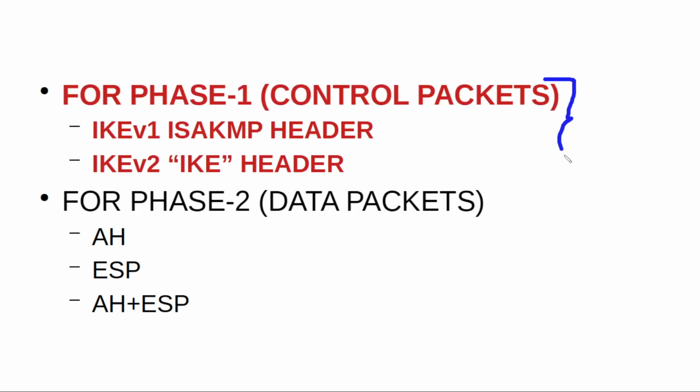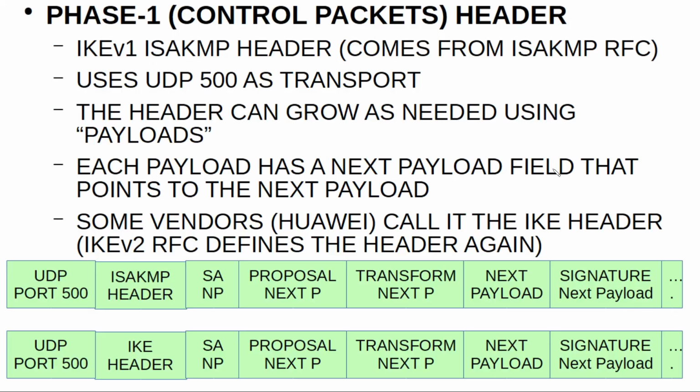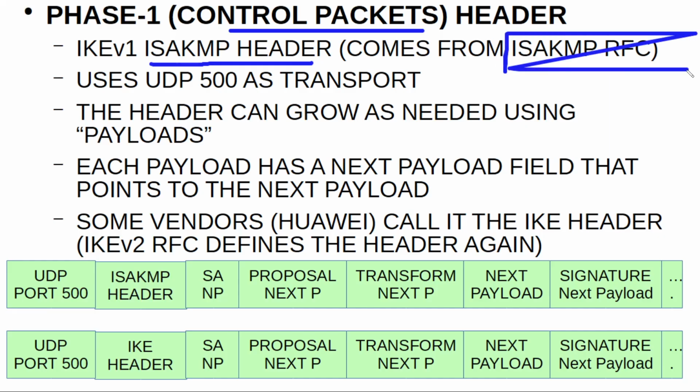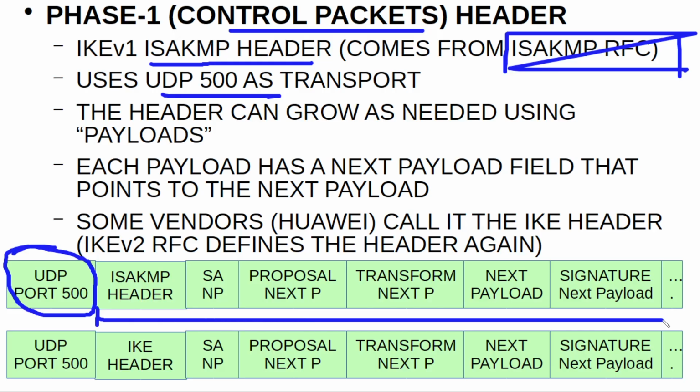So let's go for phase 1 headers first. For phase 1 that is used for control packets, we're going to use the ISAKMP header. The ISAKMP header is defined in the ISAKMP RFC, and it is using UDP 500 as transport, and following this header we are going to see the payloads. This header is not fixed in size.